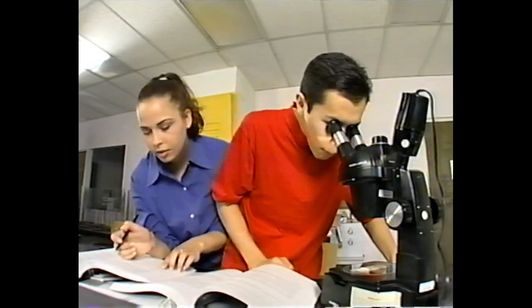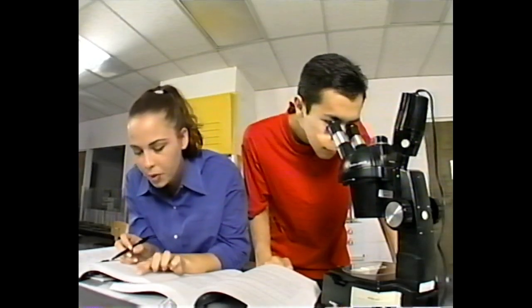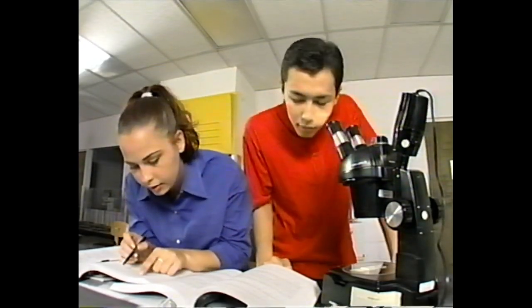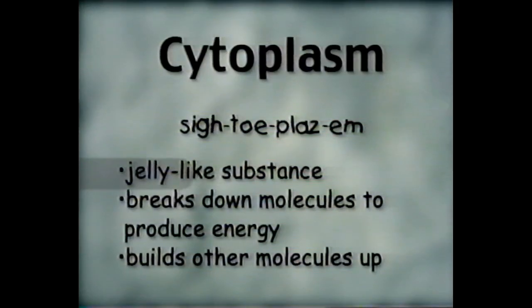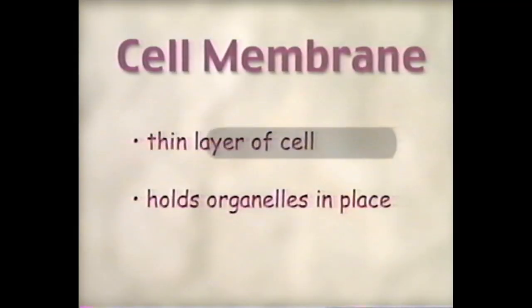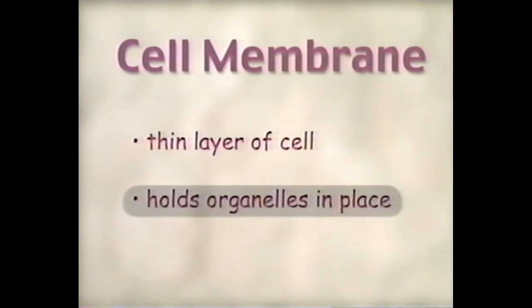Well, I think you just passed through the cell membrane. Cell membrane? Is that the stuff I'm stepping in? No, that sticky stuff, it's the cytoplasm. The cytoplasm is the jelly-like substance where molecules are broken down to produce energy and other molecules are built up. Yeah, the cell membrane is a thin layer around the cell which holds the cytoplasm and all the organelles in place. Well, I'm obviously not an organelle. How did I pass through the membrane without ripping it?